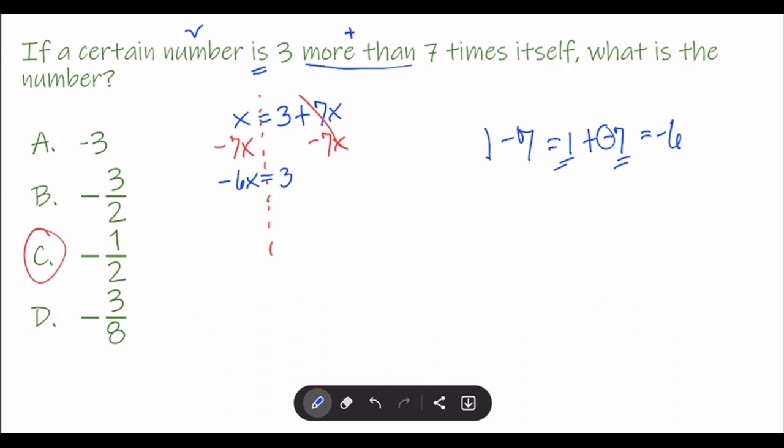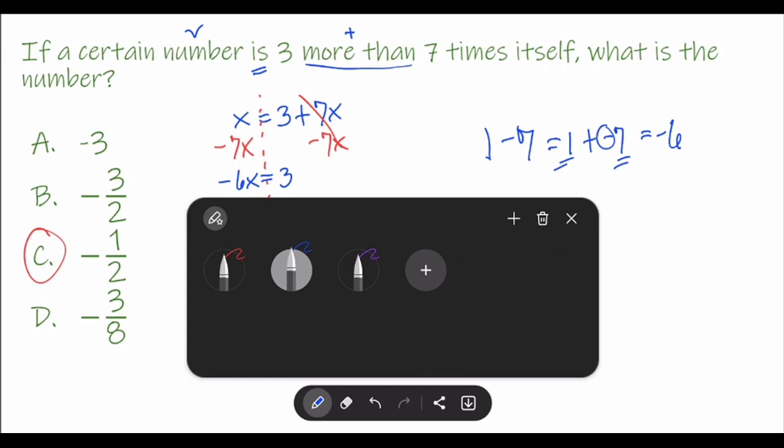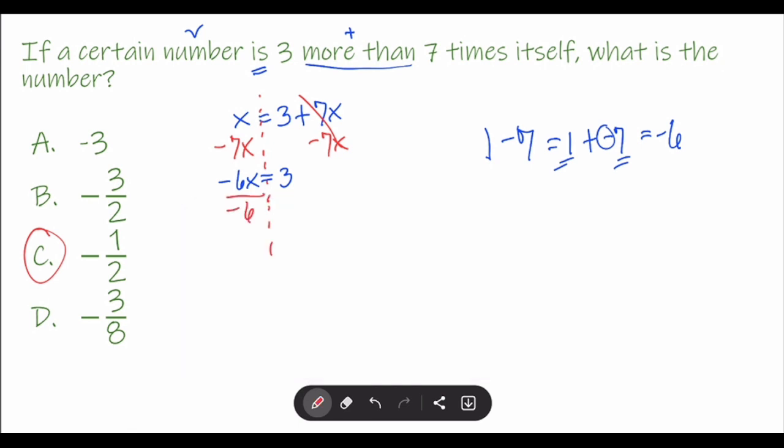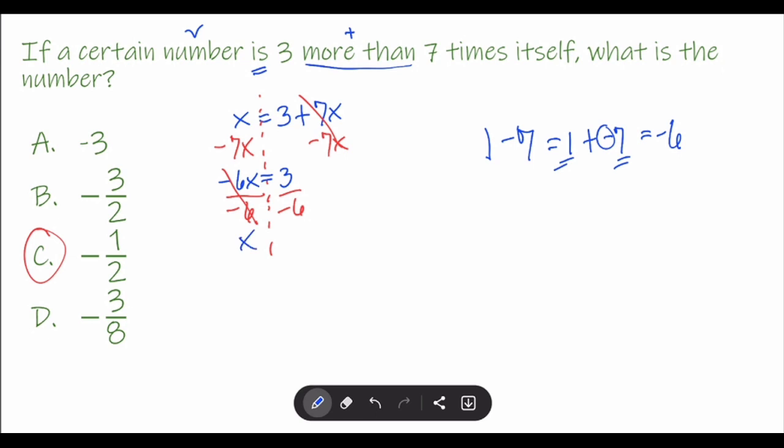Now we still have a negative 6 at the side of x, and we want only x to be left at the left side. So we are going to divide both sides by negative 6 so that we can cancel this. What we have left is only x, which is equal to 3 divided by negative 6.